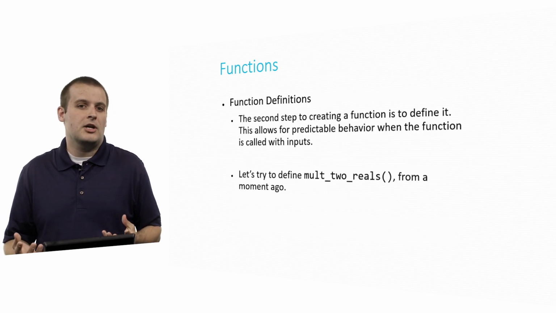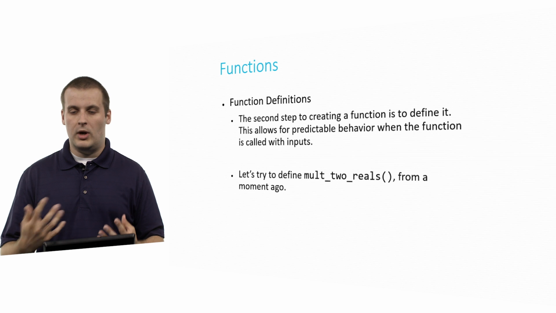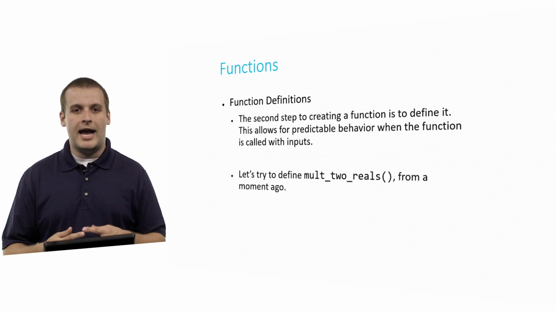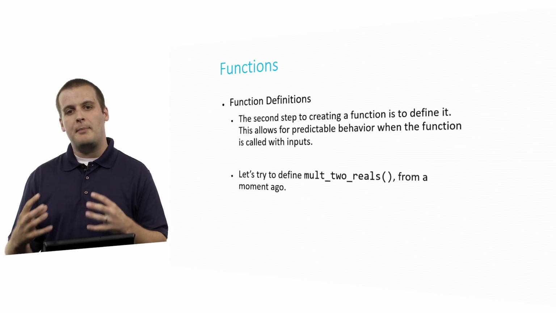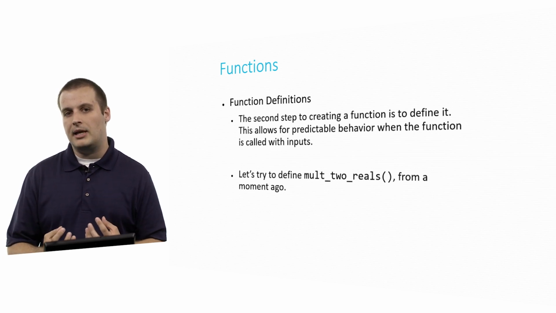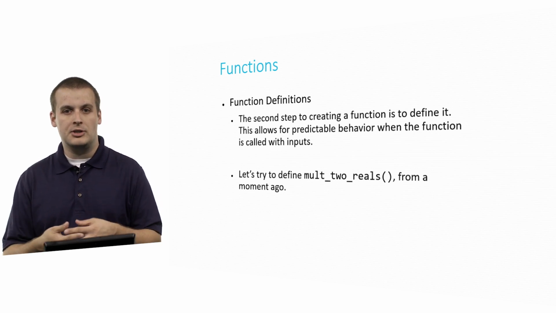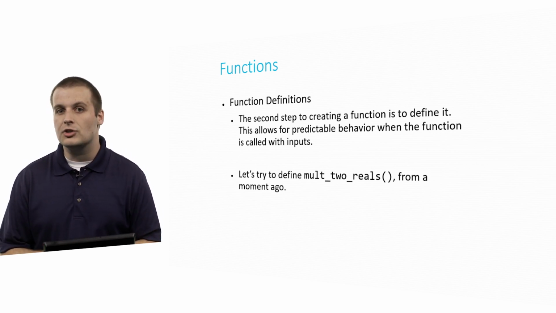All right, so we've declared a function. That's great. We've told the compiler what it is, what we're going to be doing. Now let's actually write that function. Let's give it a definition so that inside the black box, predictable behavior is happening. And in fact, we are multiplying two real numbers together, or adding numbers together, or doing whatever it is that we asked our function to do.